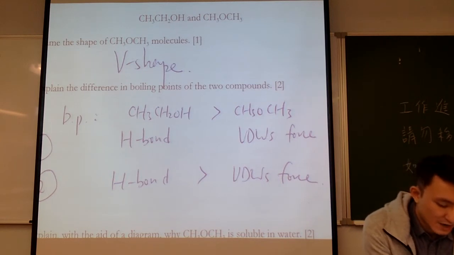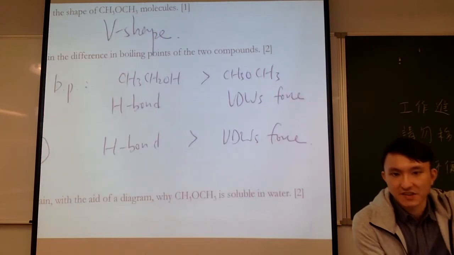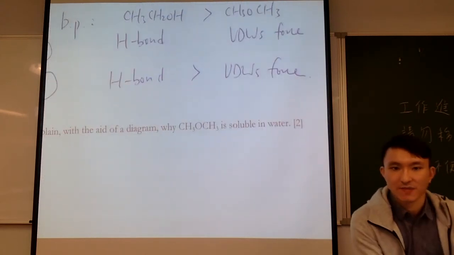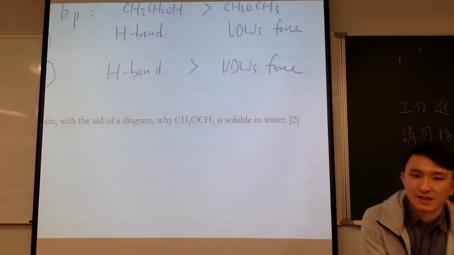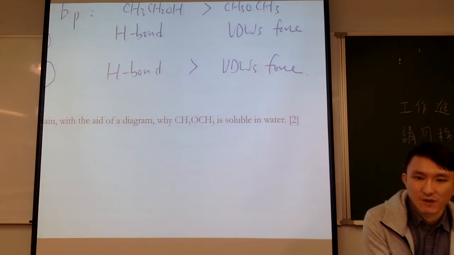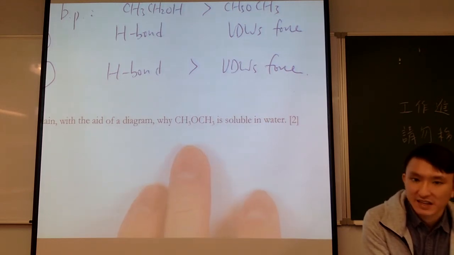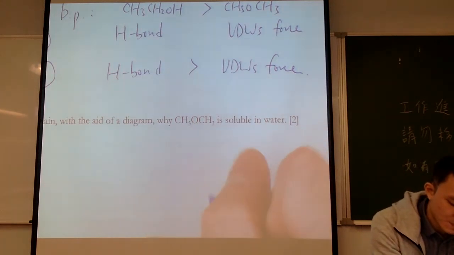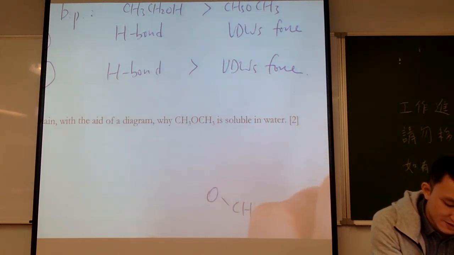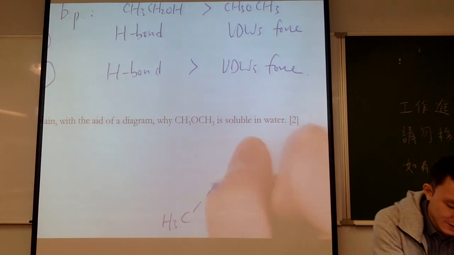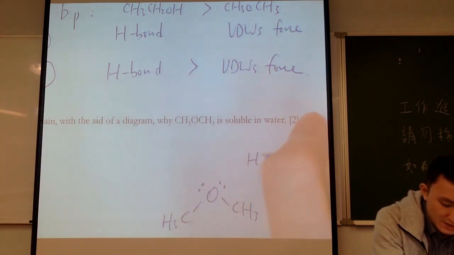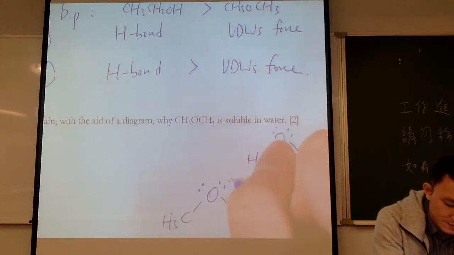And here, with the aid of a diagram, explain why the ether is soluble in water. Basically, we try to show the formation of hydrogen bond between the ether and the water. So the ether like this, you need to show the lone pair, the water, and this is the hydrogen bond.